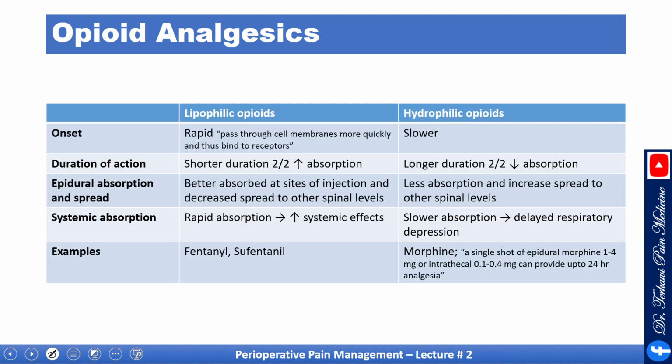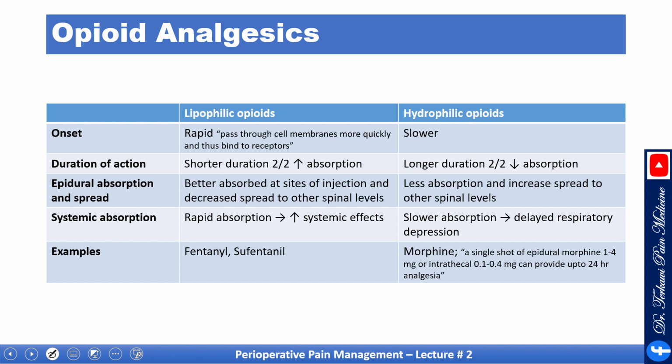Here is a nice table comparing lipophilic opioids and hydrophilic opioids. Lipophilic, "love lipid," okay? These are usually rapid because they pass through the cell membrane more quickly and thus bind to receptors, while the hydrophilic are slower. Duration is shorter for the lipophilic, secondary to increased absorption, and longer for the hydrophilic.